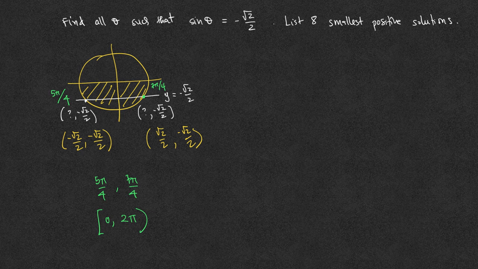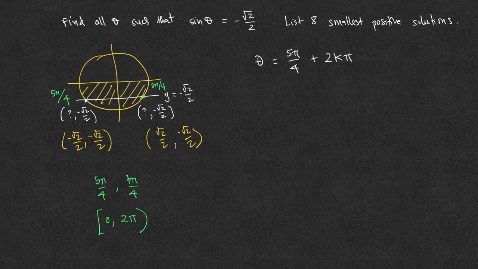We see that if we want to obtain all solutions, then we simply take the initial or the principal solution and add 2 pi to it, or subtract 2 pi from it, and we can add 2 pi as many times as we want to obtain infinitely many solutions. We can do the same thing with the second principal solution. So the general solutions are theta equals 5 pi over 4 plus 2k pi. Each 2 pi is one rotation.